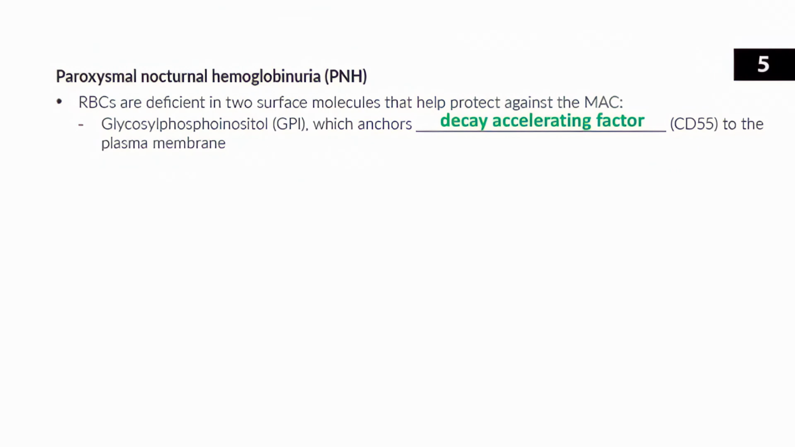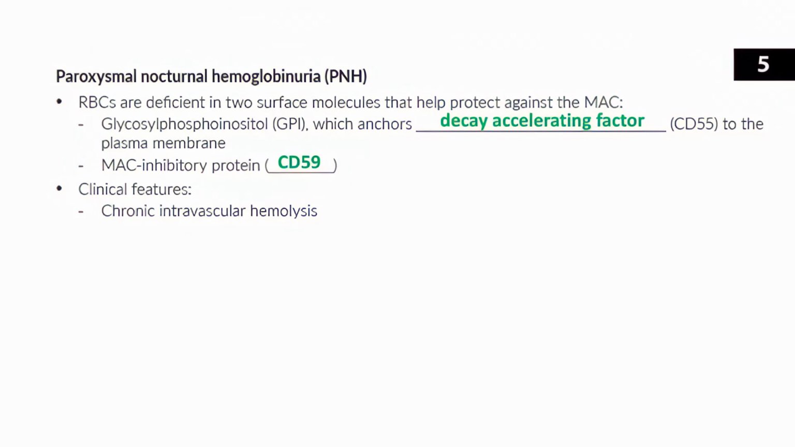The second surface molecule that's missing in these patients is called MAC inhibitory protein, or CD59, which also prevents the membrane attack complex from destroying cells. So, if you don't have those 2 molecules, CD55 and CD59, you can get complement-mediated damage of the red blood cells. So your red blood cells are being attacked and lysed by complement, which leads to chronic intravascular hemolysis. And then the hemoglobin in the red cells ends up in the urine and causes hemosideruria and red coloring in the urine, which is a classic finding.